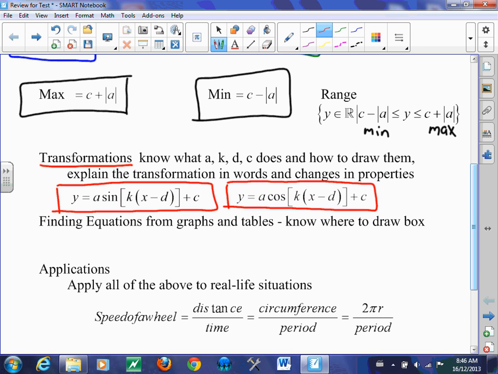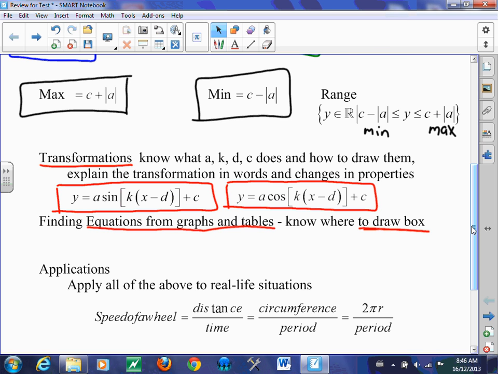So all you need to do is to be able to find equations from graphs, which is this one here, or tables, or if you're given the equation, you got to be able to graph them as well. And just make sure you know where to draw the box. So start with D. Okay?